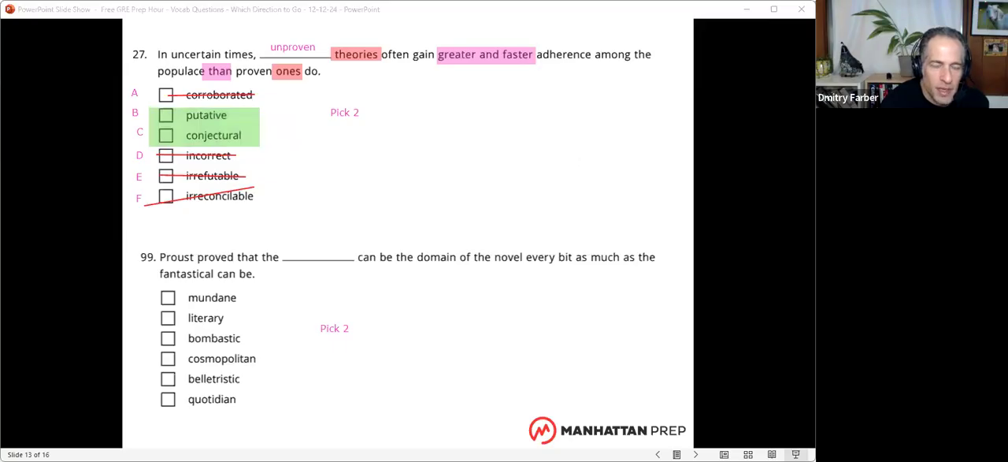Okay, great. Then my dad did his PhD on Proust, so he'd be very proud that I'm ending with Proust. Okay. Proust proved that the blank can be the domain of the novel every bit as much as the fantastical can be. So I chose this one because we have this "every bit as much." Notice again, when you think about which direction to go, that could sound like it's the same, right? Like, I love her every bit as much as she loves me, kind of thing. So that they're the same.